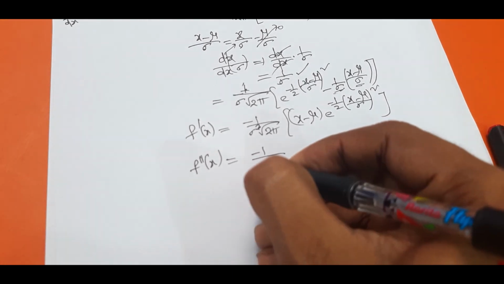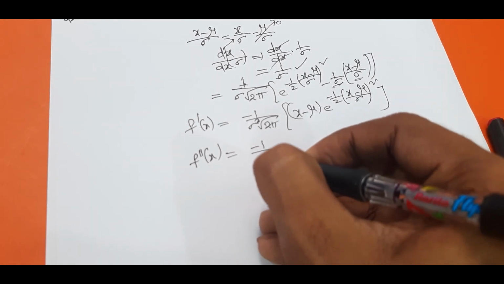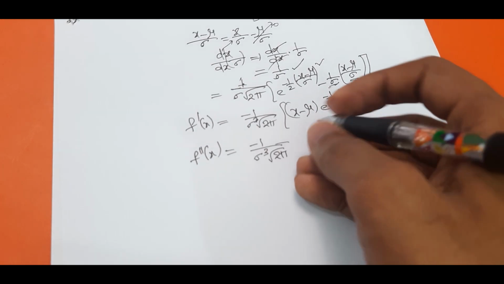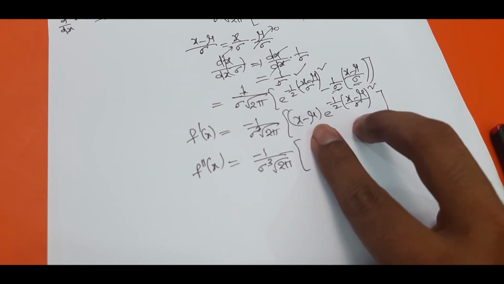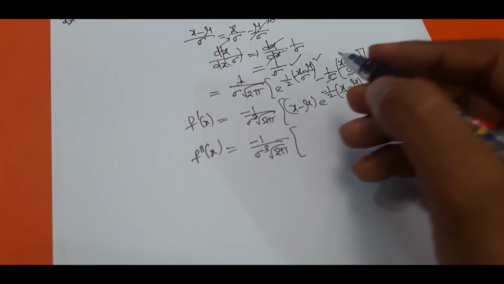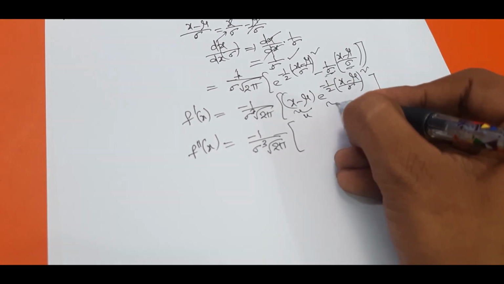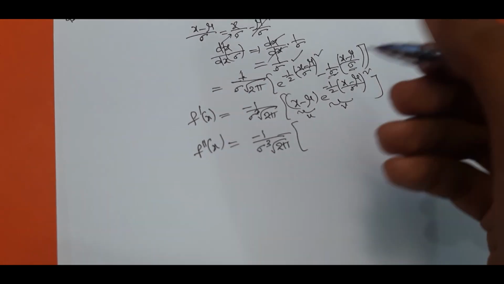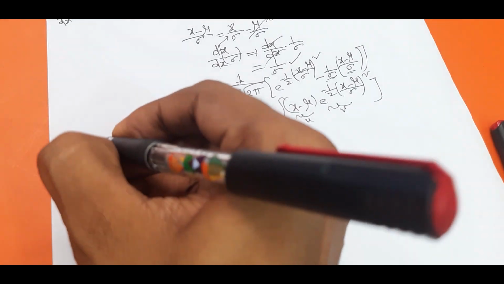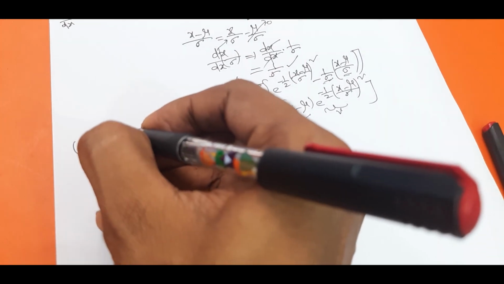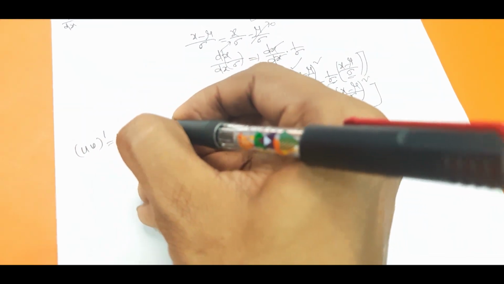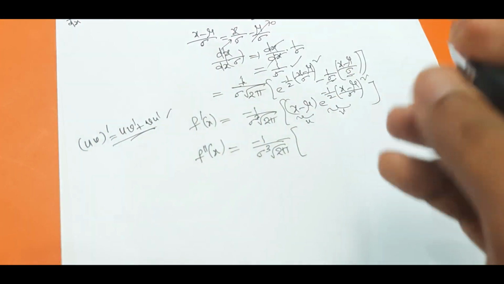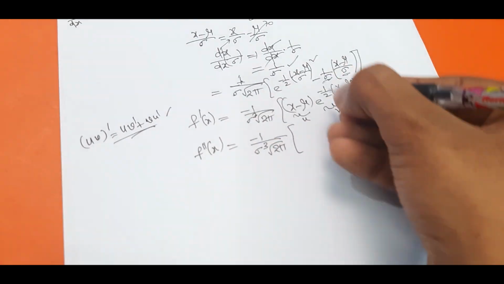This will become the minus 1 divided by sigma cube into root 2 pi, and here you can observe this will be in the form of a uv combination, right? This will be the u and this will be the v. You already know the uv formula, uv whole dash will be equal to uv dash plus vu dash. This was the formula, and apply this formula here.